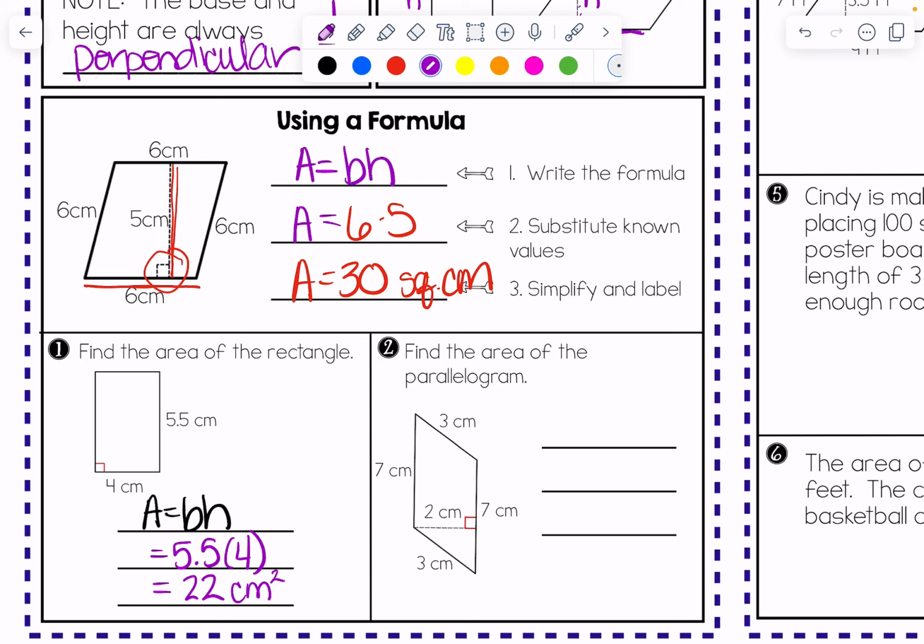And so when we're looking for the area, always start with that formula. The formula is your guide. Okay, so base times height. So I need to figure out my base and my height, and I need to remember that they are perpendicular to each other. That means I'm looking for the measurements that intersect to form a right angle. So here's a right angle, which means that the 2 and the 7 are my base and my height. So 7 times 2 is going to give me an area of 14 square centimeters.